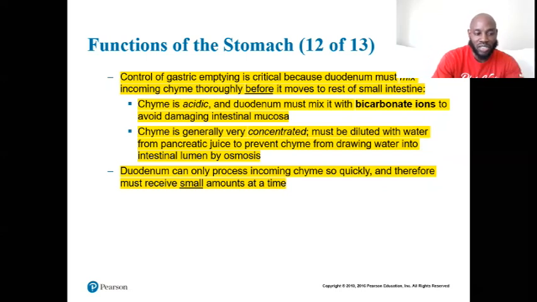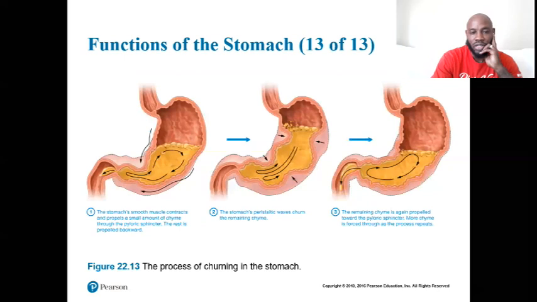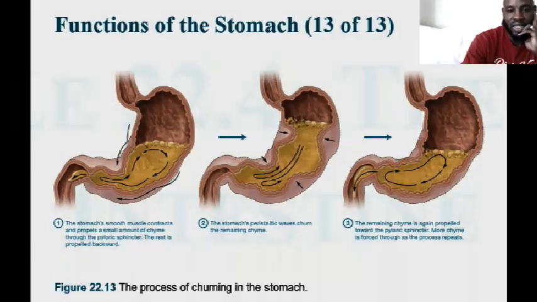So portions get pushed into the duodenum, and then the rest goes through the churning and the peristalsis, and then a little bit more gets pushed in, and it goes back and forth. All right, and that's just showing you how that happens.